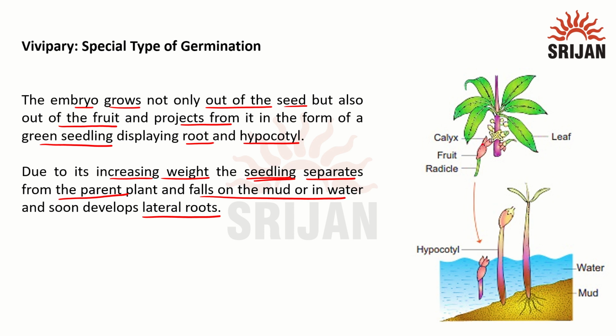So here we can see a fruit, and from the fruit we have the radicle which is coming out, and because of the weight it will fall into the water. Since the hypocotyl has already been produced, it can easily start to produce roots into the ground. And this is how Rhizophora, which is found in the marshy regions of mangroves, germinates.